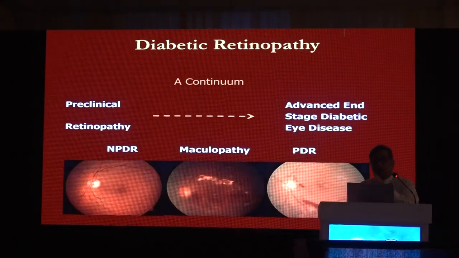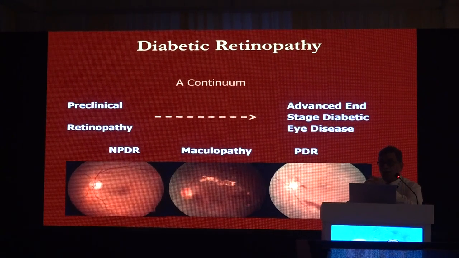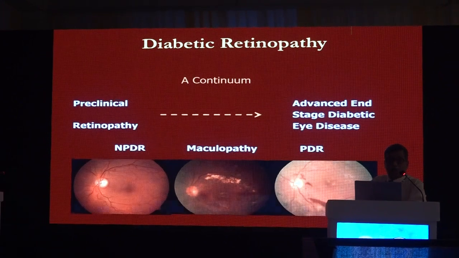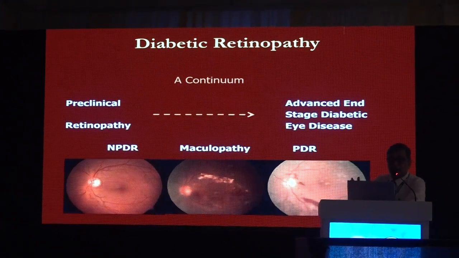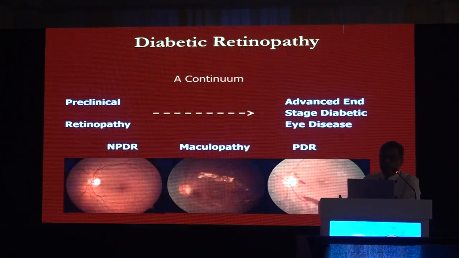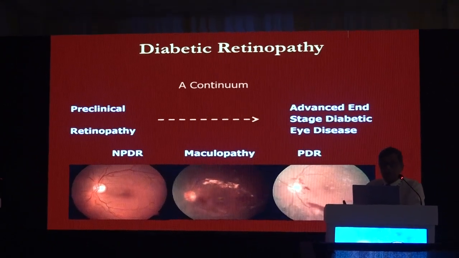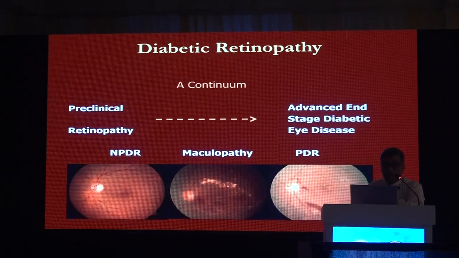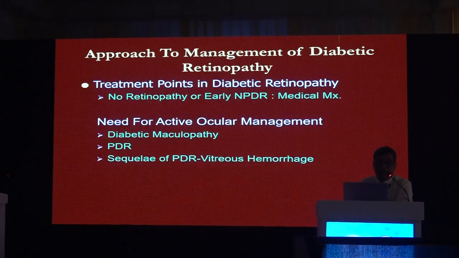It is, because diabetic retinopathy is not one particular disease. It is a continuum. And that continuum spans the entire gamut from preclinical retinopathy with no changes visible on the fundus to advanced end-stage diabetic eye disease. And in between you have NPDR, maculopathy, and proliferative diabetic retinopathy.